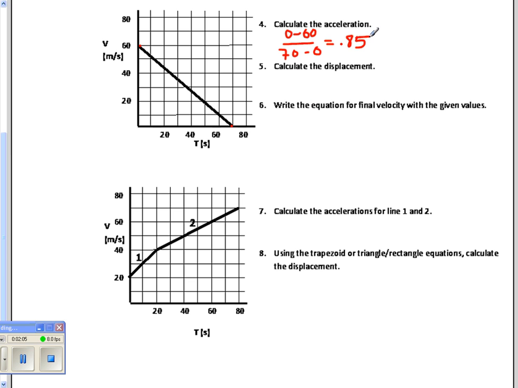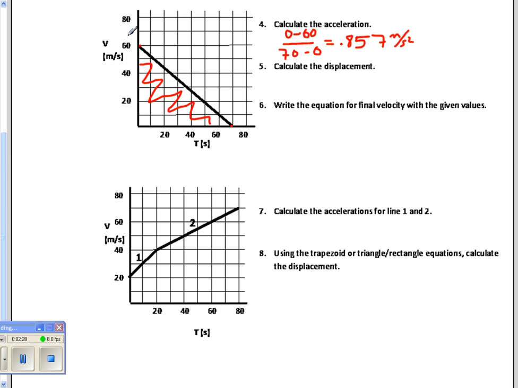So again, I calculated slope, but slope is acceleration here. So this slope of 0.857 is also my acceleration, 0.857 meters per second squared. Now to figure out the displacement. Again, the displacement is your area under a velocity versus time graph.